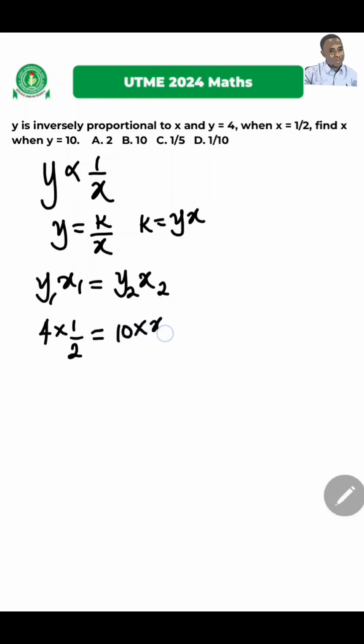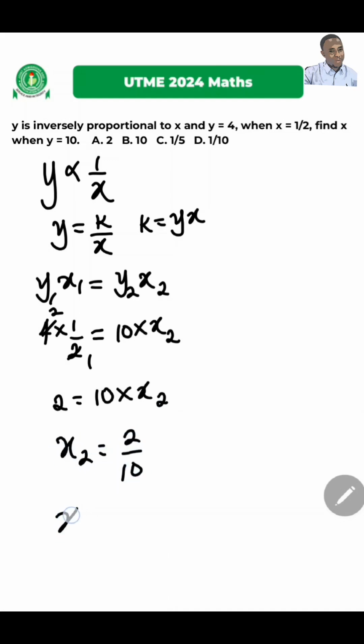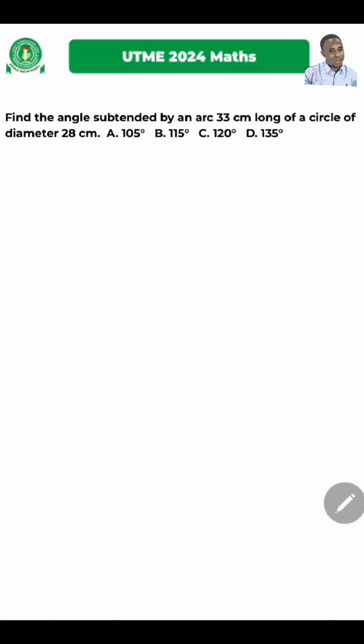So 10 times X2. I have 2 here, 1 over 2 here. So 2 equals 10 times X2. Here we have X2 equals 2 over 10. So the X we're looking for is 1 over 5. Option C. Find the angle, last question 4.